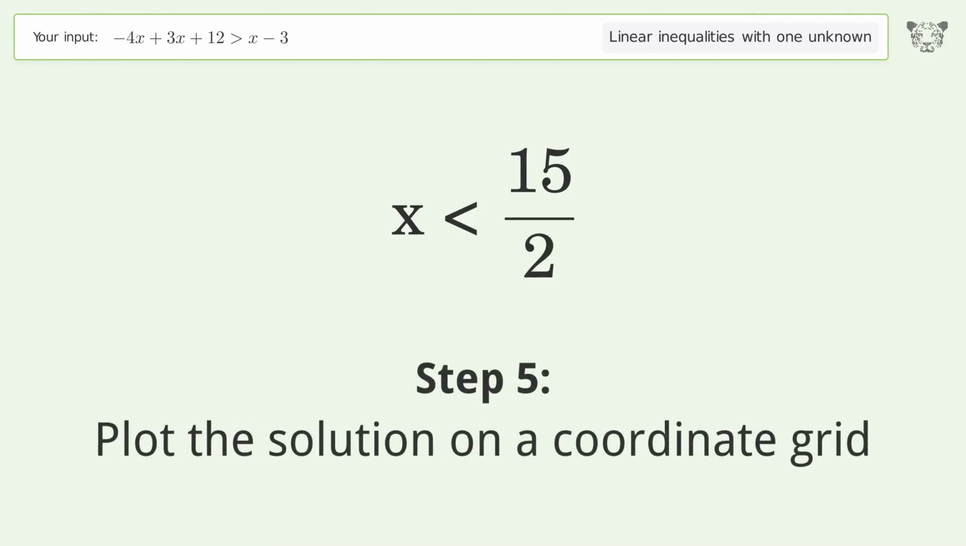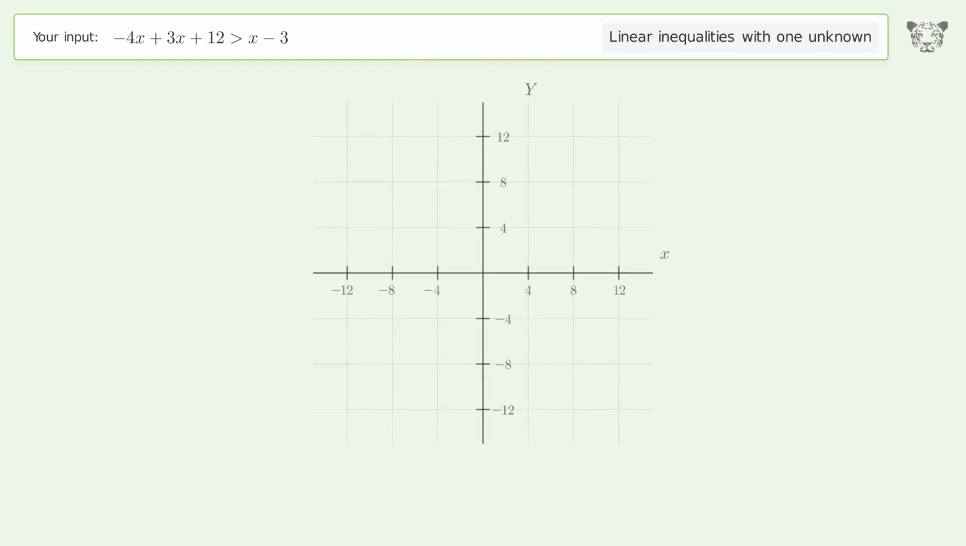Plot the solution on a coordinate grid. And so the final result is x smaller than 15 over 2 smaller than 71 over 2.